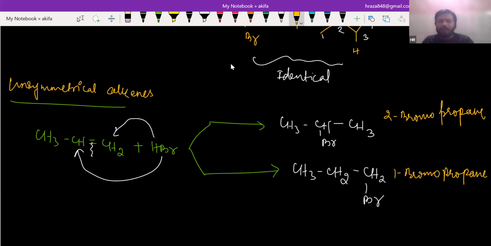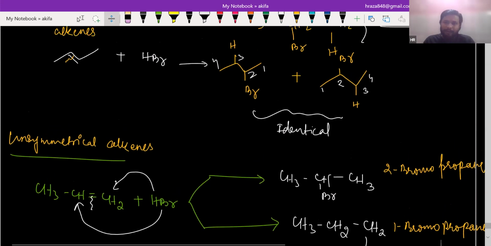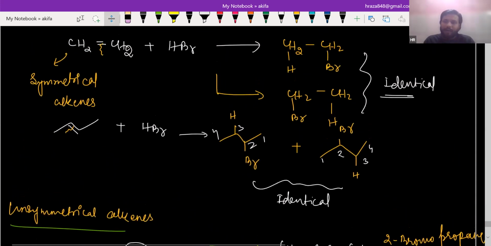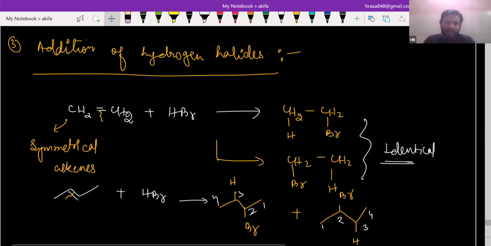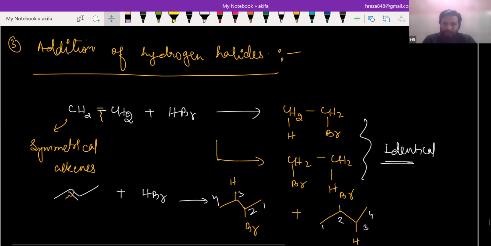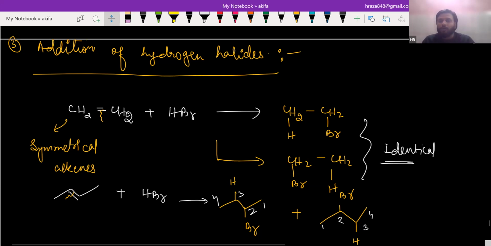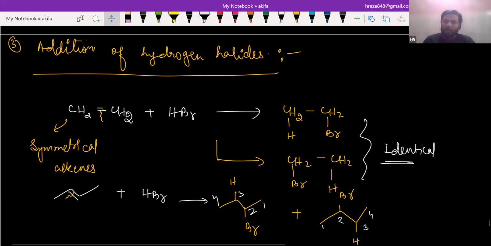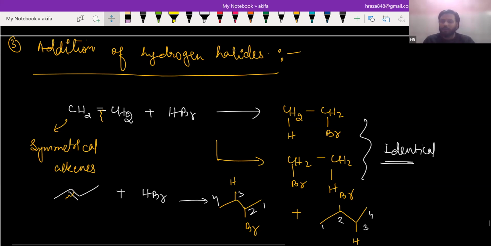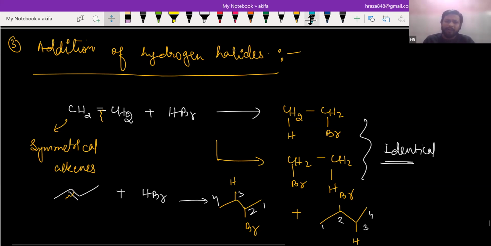So what I want to say is that if there is a symmetrical alkene, it won't affect the addition of hydrogen or bromine. You can add at any place along the double bond. But if we are talking about an unsymmetrical alkene, there will be 2 rules. One is Markovnikov's rule and the other is anti-Markovnikov, the Kharash or peroxide effect. We will talk about it later. Just write it and let me know if you are finished with this.